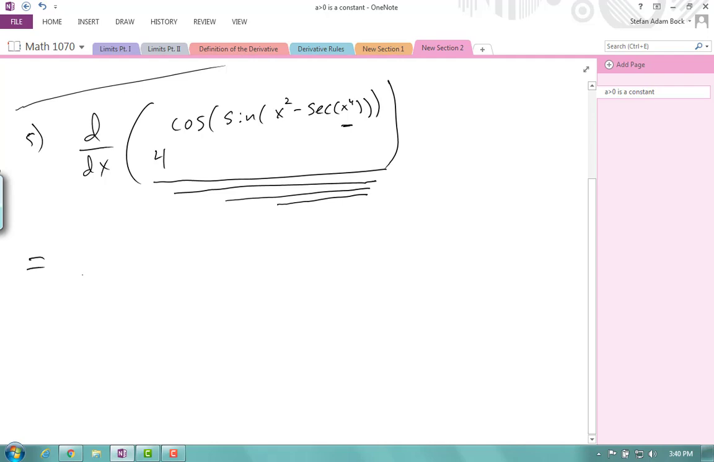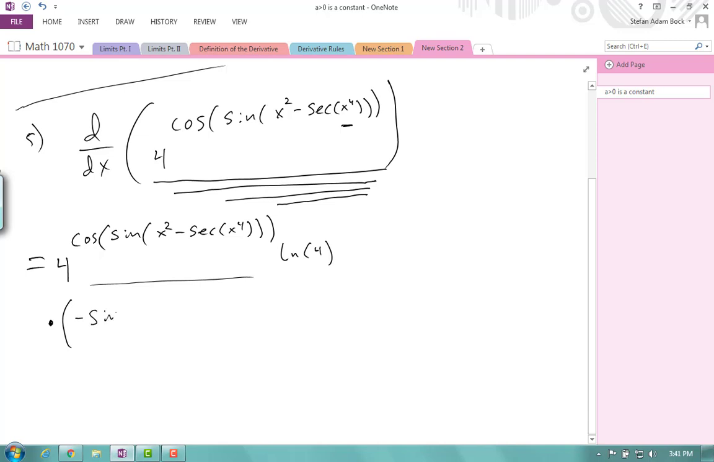The derivative of 4 to a power is going to be 4 to that power. So I'll have cosine of sine of x squared minus secant of x to the 4th, close, close, close, multiplied by the natural log of 4. And that is multiplied by, let's start it over down here, times open parentheses. I want the derivative of this inside portion. That's cosine of sine of x squared minus secant of x to the 4th. So derivative of cosine is negative sine. Keep the inside.